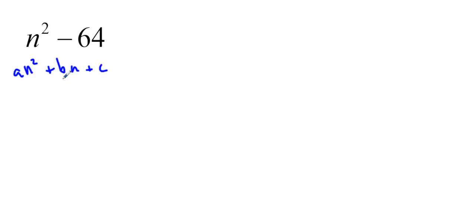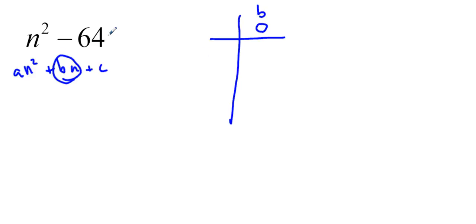Now, you notice that we don't have an n term. So when we're using the AC method, our b term is 0. So we're looking for the factors of 64. We have 1 times negative 64, and negative 64 is going to be our answer. So what are the factors of negative 64 that will give us 0?